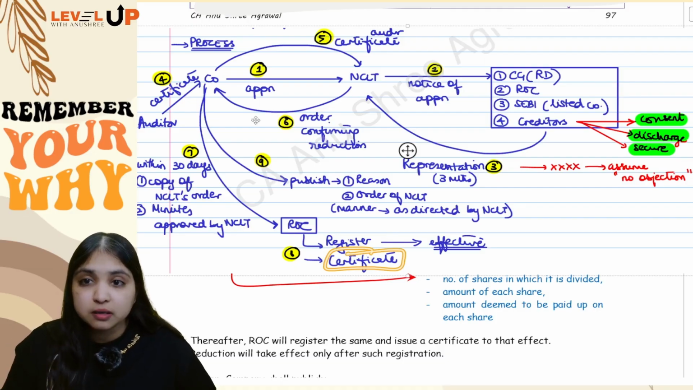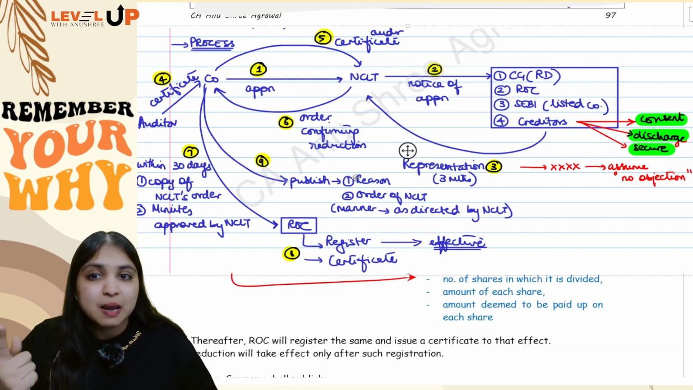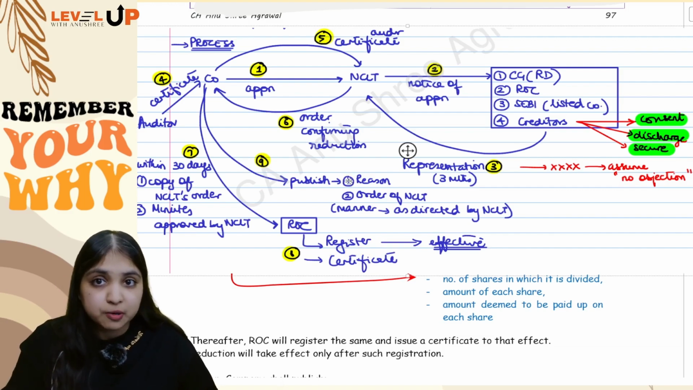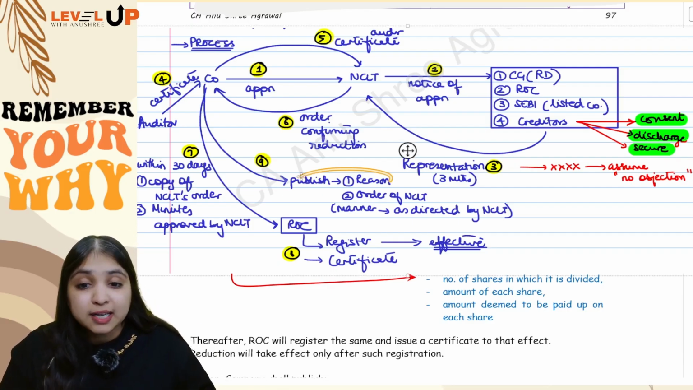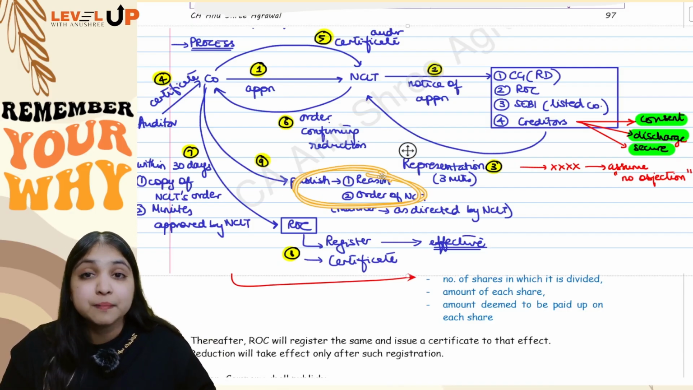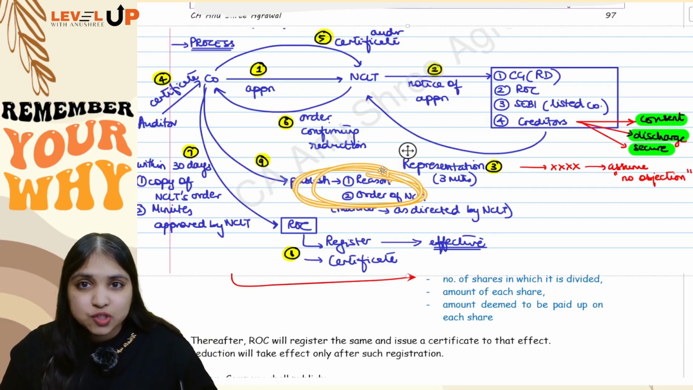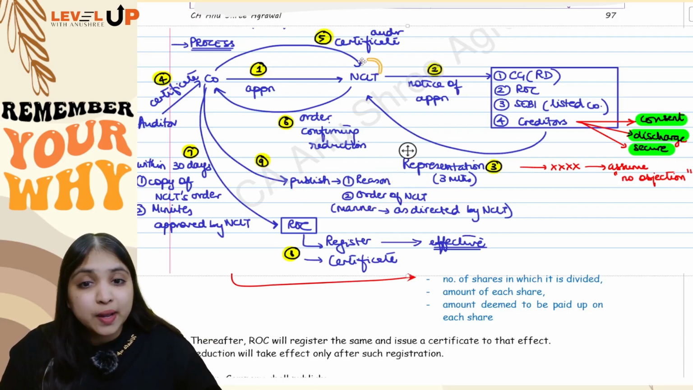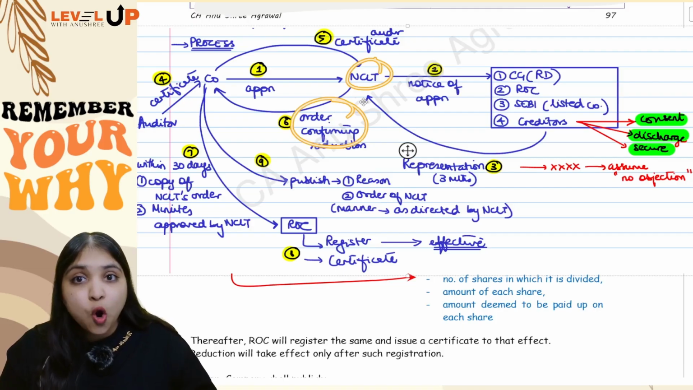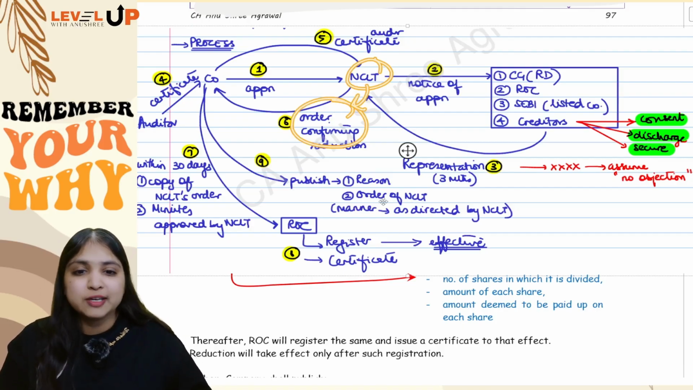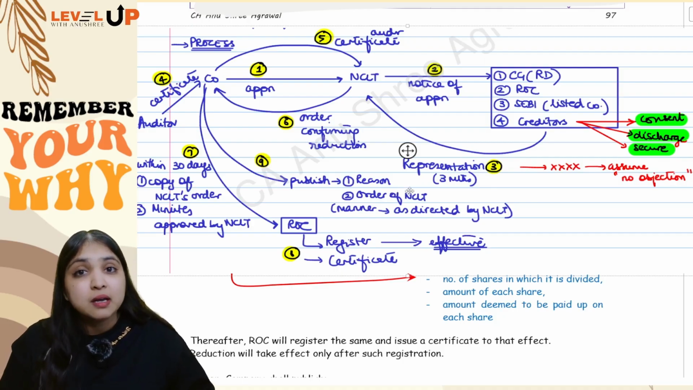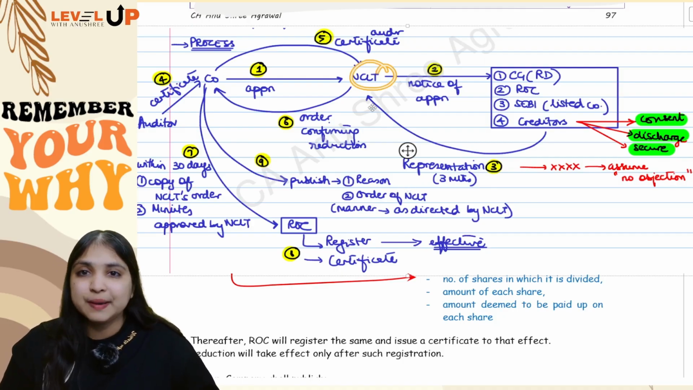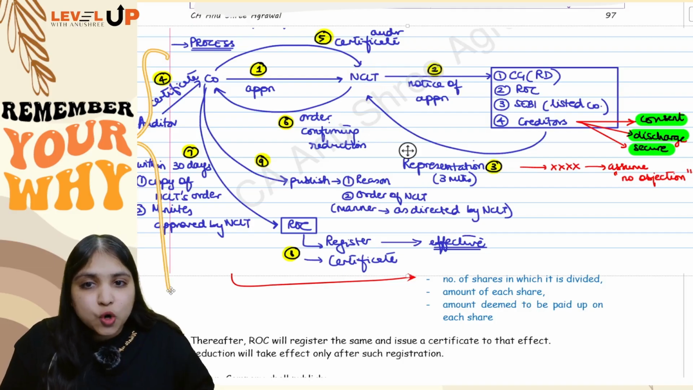And finally, we had learned that after all this is done, the company will have to publish 2 things in newspapers. Number 1, the fact that the company did this reduction process, and number 2, the reason why the company did this reduction process. Then we learned where it has to be published, in which newspaper, within how much time. The Companies Act is not saying all that. The Companies Act is giving power to NCLT. When NCLT gives the order, in the order itself it will mention where the publication should be made, in which newspaper, when, how many times. So this was the whole process, guys.